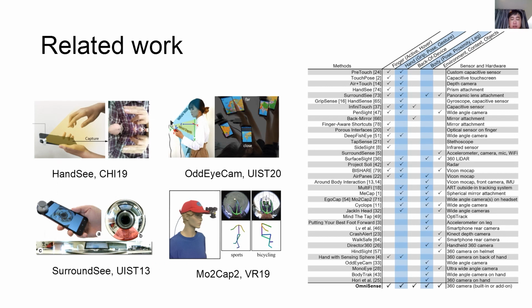Indeed, there are many related works, so we made a table to include most of them here. However, we realized that none of them can enable an all-in-one sensing that includes all the sensing dimensions that we propose here. OmniSense can enable all of them using only one single sensor.